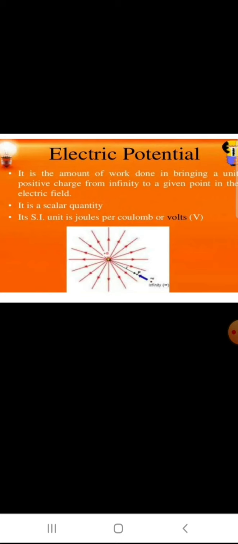Next one, electric potential and potential difference. Electric potential is the amount of work done in bringing a unit positive charge from infinity to a given point in an electric field. It is a scalar quantity. Its SI unit is joule per coulomb, or volts.